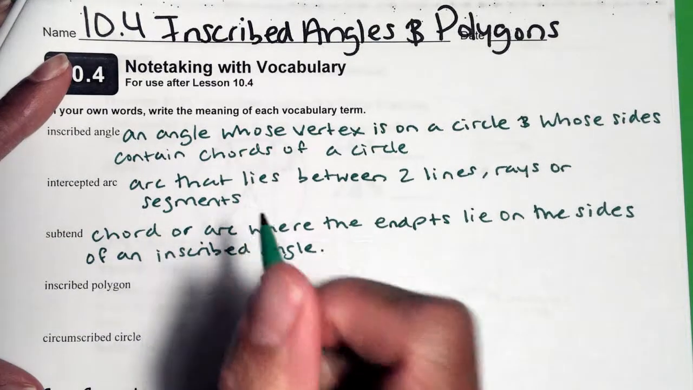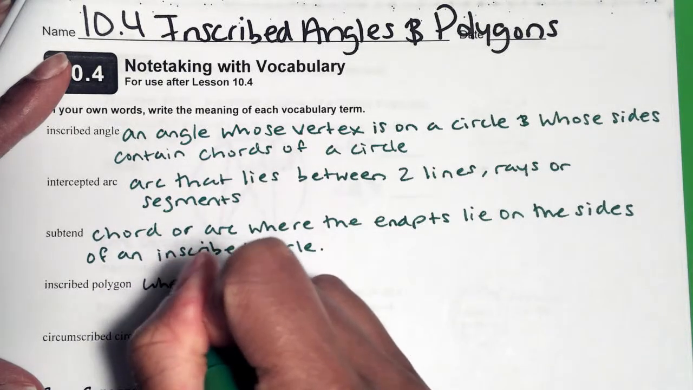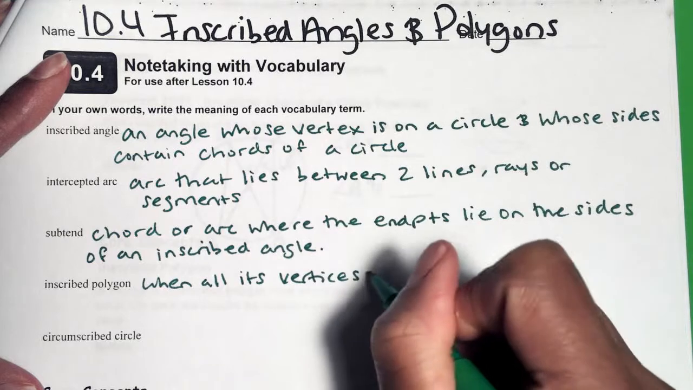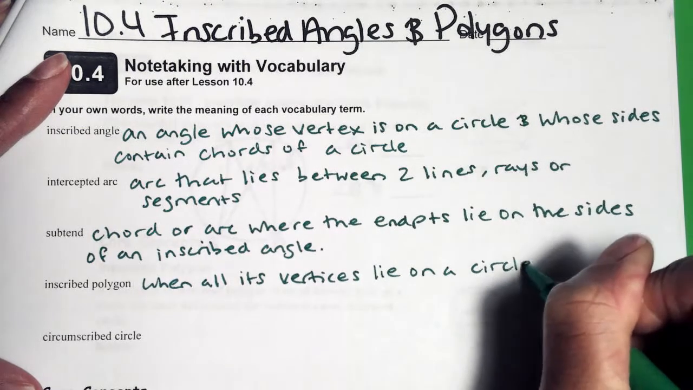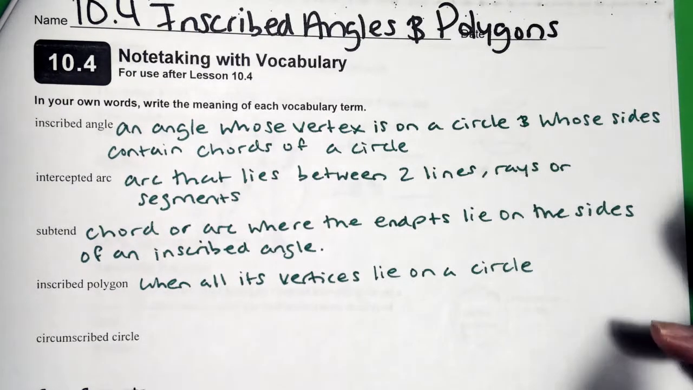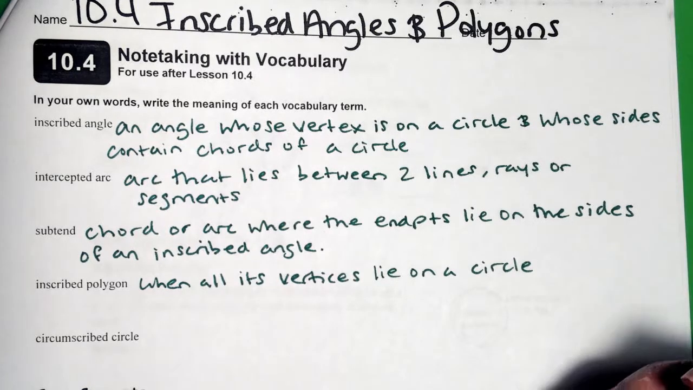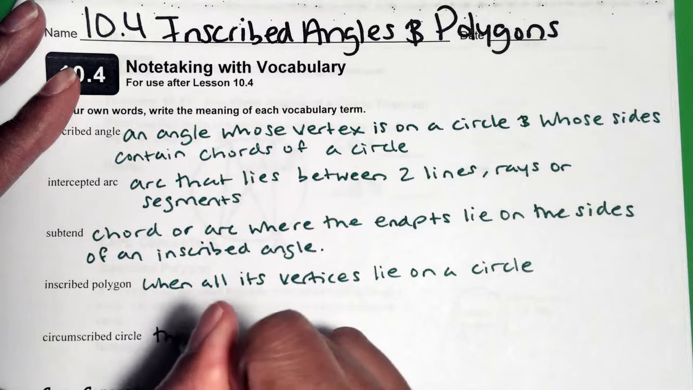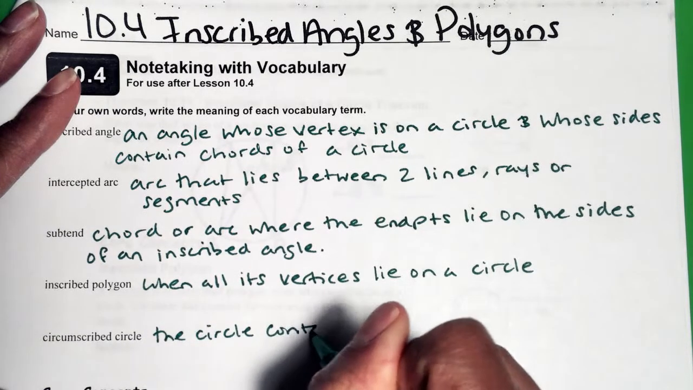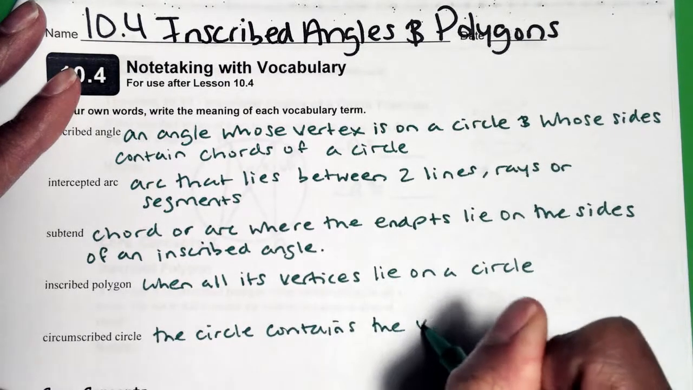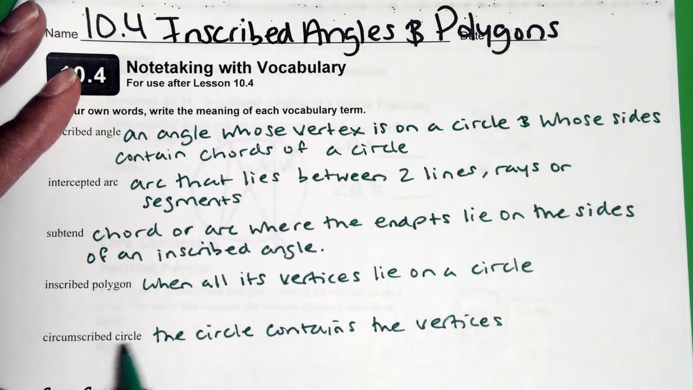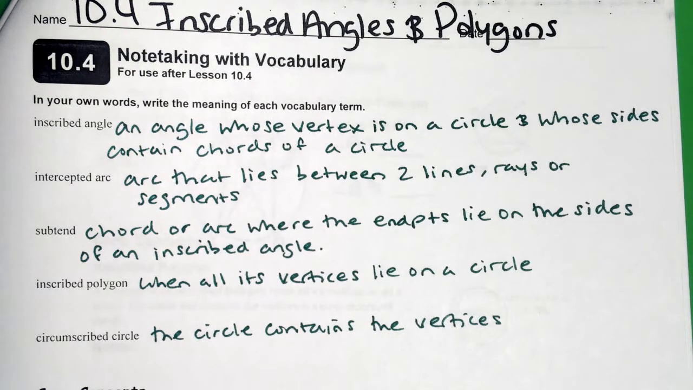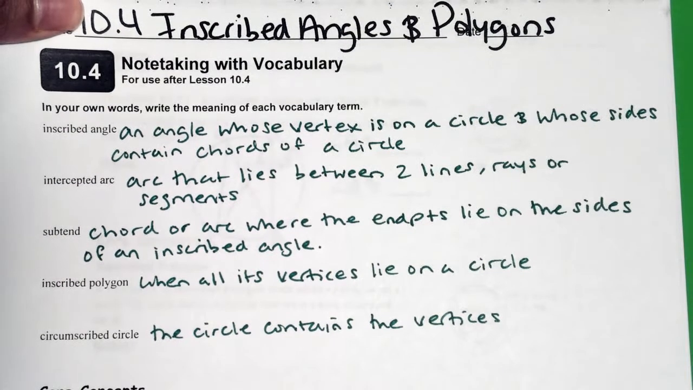An inscribed polygon is when all its vertices lie on a circle. So this is where you take a polygon, any more than two-sided shape, that's inside of a circle. Then we have a circumscribed circle, and that is where the circle itself contains the vertices. So sometimes they won't touch the edge. This is where the polygon touches it. This is what the circle is when the polygon's inside. So these are our 5 definitions. And now we're going to talk about our core concepts.